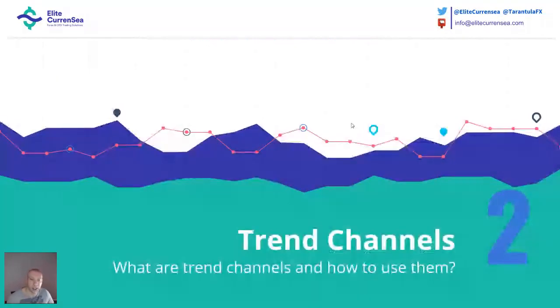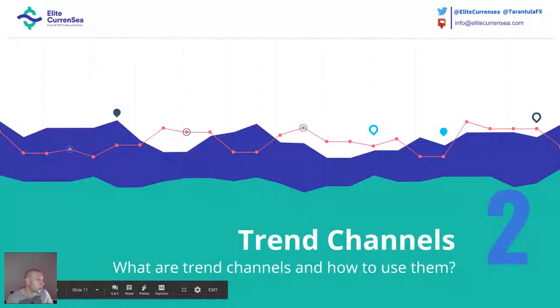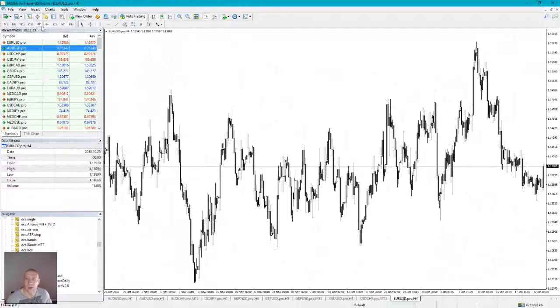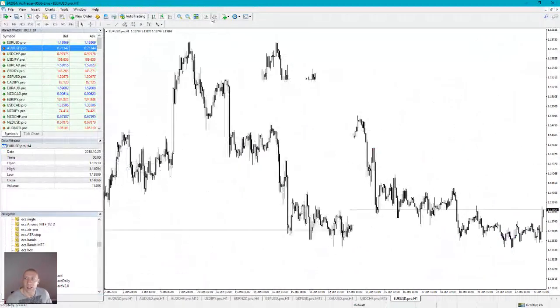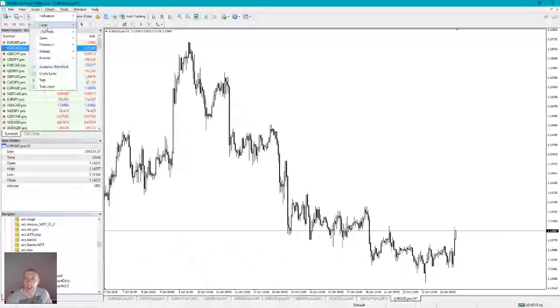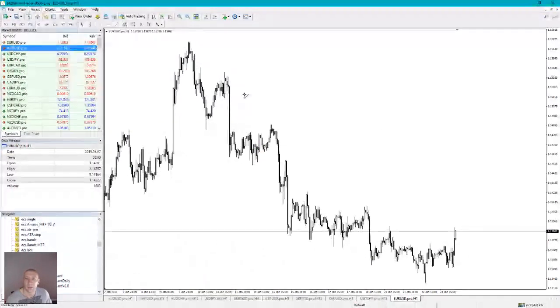Now, trend channels. What are trend channels and how to use them? Before we actually go to what is a trend channel, just let me quickly show you. Here we have a chart. This is a euro-dollar chart. You can do whatever time frame you want. Easy, guys. Go to insert, trend line, and place a trend line. 1 touch, 2 touch. Now the trend line can be rayed out.